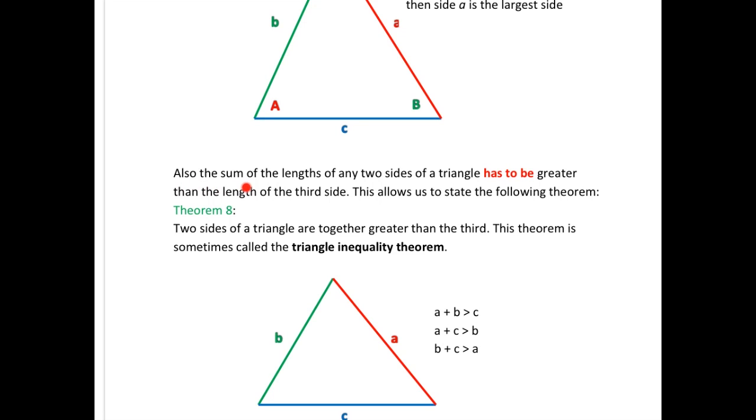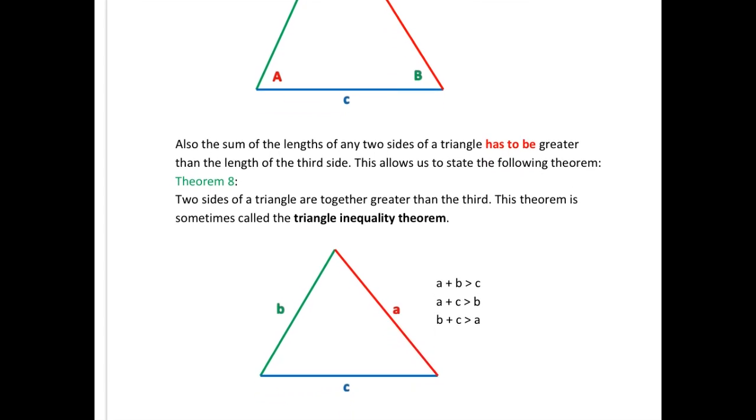Also, the sum of the lengths of any two sides of a triangle has to be greater than the length of the third side. This allows us to state the following theorem, that two sides of a triangle are together greater than the third. This theorem is sometimes called the triangle inequality theorem.